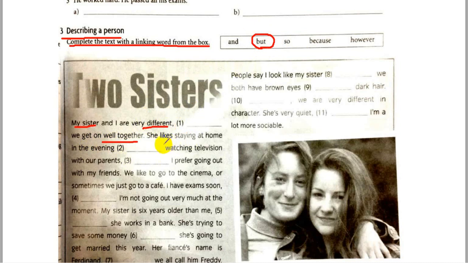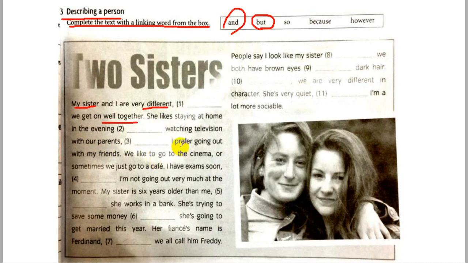Or the opposite. She likes staying at home in the evening, watching television with our parents. So in this situation, these sentences have the same meaning, so we have to use and. Watching television with our parents. I prefer going out with my friends, so different meaning, but it's not the opposite, so we have to use however. However, I prefer to go out with my friends. We like to go to the cinema, or sometimes we just go to a cafe.